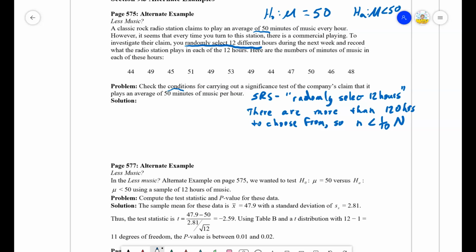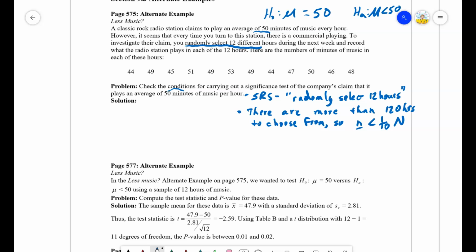So our condition there is for independent observations, right? So we have first condition SRS. We want our observations to be independent of each other. We wouldn't want to take 12 consecutive hours, right? They wouldn't really be independent of each other. But we sampled less than a tenth of the population. So lowercase n, my sample size, is less than a tenth of capital N, the population size.